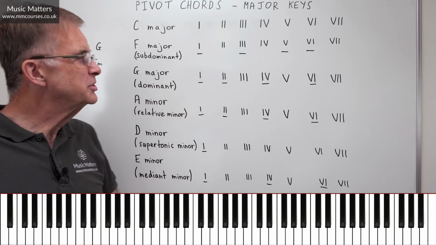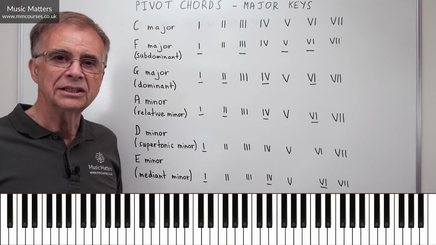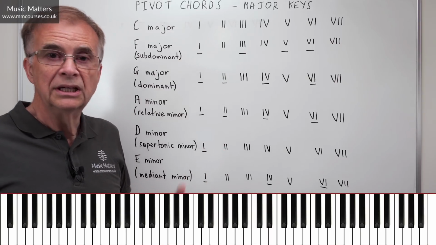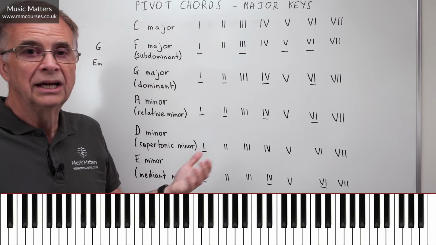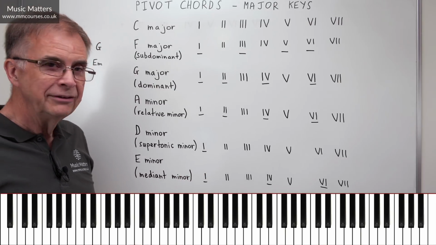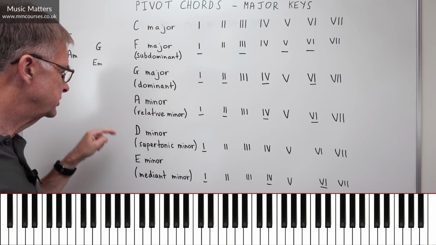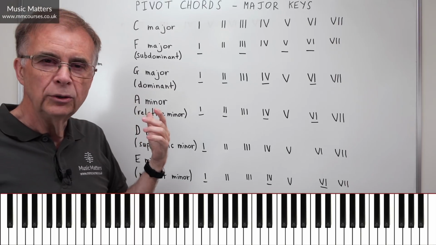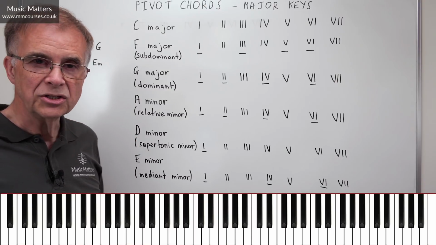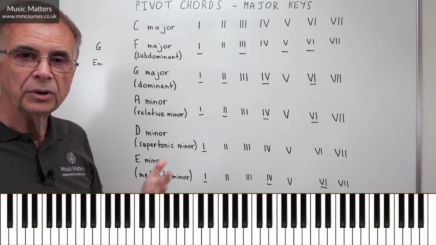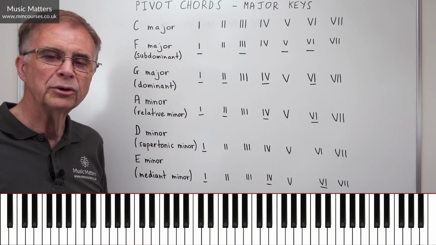Now I'm doing this from C major to these neighbouring keys, but if you wanted to start in a different key, which inevitably you'll want to, you can do exactly the same thing. You can work out which are the pivot chords and then decide which one you want to use. And if you know these technical names, subdominant, dominant, relative minor, supertonic minor, mediant minor, you could start from any point in any major scale and find the key relationships that give you the nearest neighbouring keys.